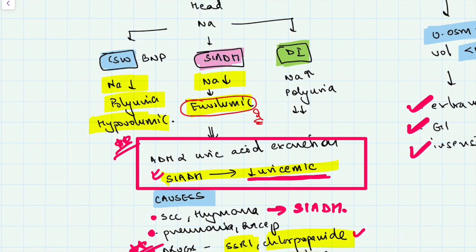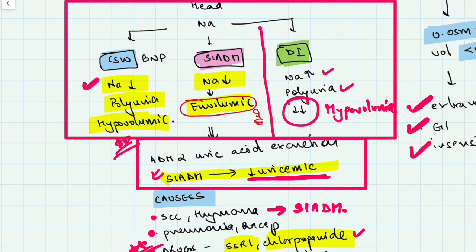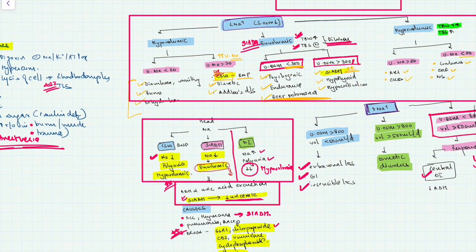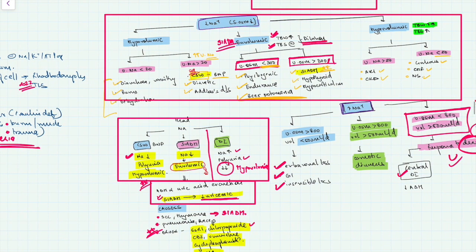Then next is diabetes insipidus, which is very different from the two conditions because in cerebral salt wasting and SIADH there is hyponatremia, while in diabetes insipidus there is hypernatremia with polyuria and hypovolemia, right. So this is again another table to quickly look at the important conditions of sodium disturbance, right.